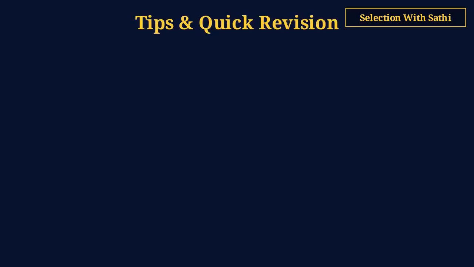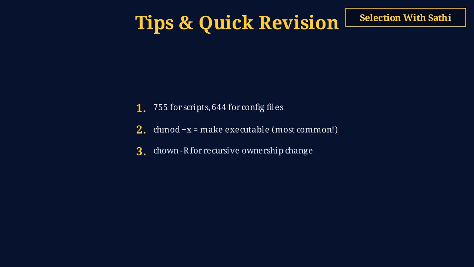Quick tips. Tip 1. Remember r equals 4, w equals 2, x equals 1. Just add them up for each group. Tip 2. 755 for scripts and directories, 644 for regular files. These are the most common permissions.